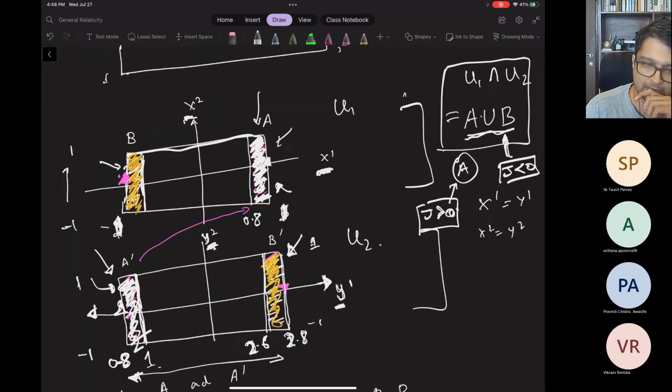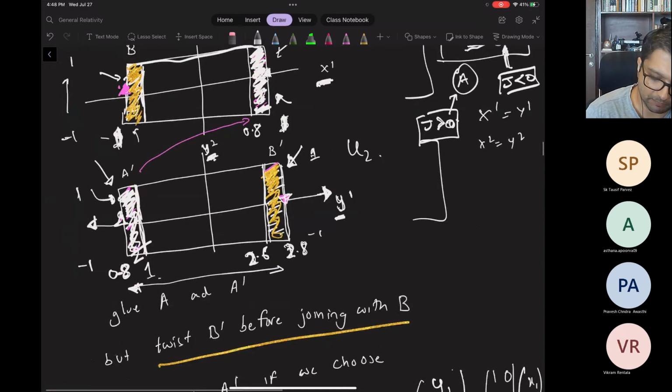Yes, sir. Now the thing is, how am I gluing together B and B prime? I'm gluing them together in such a way that they have opposite orientations in this region where they overlap. Of course, the gluing together has to be smooth, but let me just imagine a small enough region of B and B prime.